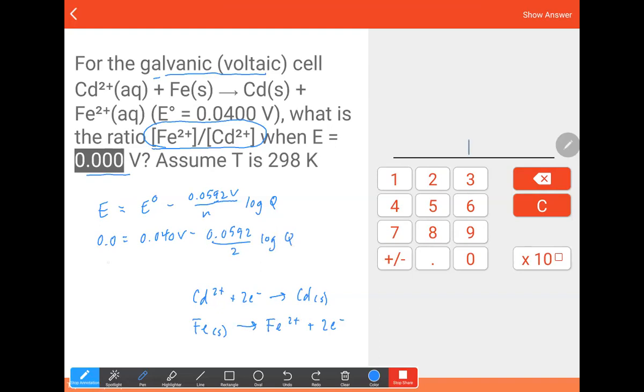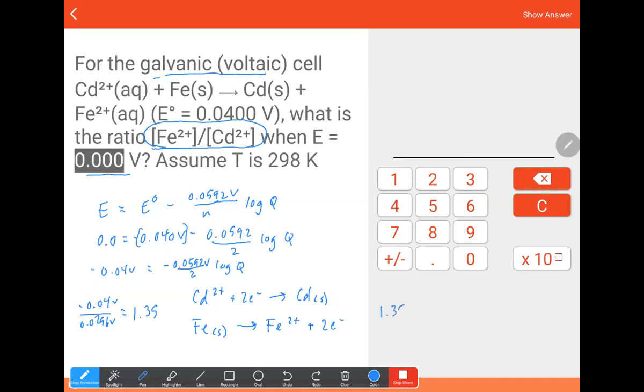So first thing I'm going to do is subtract the 0.04 from both sides. So I have 0 minus 0.04, and that equals a negative 0.0592 over 2 times log of Q. So let's get that negative. The 0.0592 divided by 2 is 0.0296. I'm going to divide both sides. So negative 0.04 divided by 0.0296 volts, and I get 1.35.